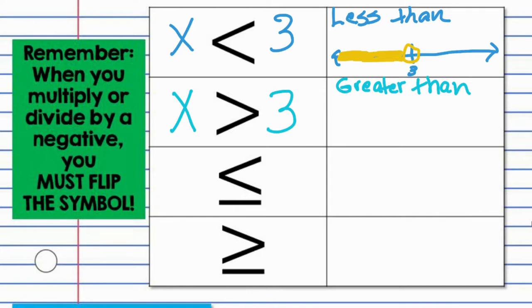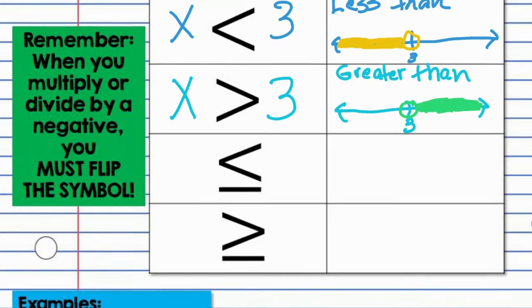Okay, what if x is, let's say, greater than 3? That's what this inequality symbol is saying, greater than. So again, we draw 3 on our number line, and I'm going to pick a color. Remember, we have an open circle again because we can't include 3. We want all the numbers that are bigger than 3. So that would be everything to the right this time, because that's where the numbers that are larger than 3 are on our number line.